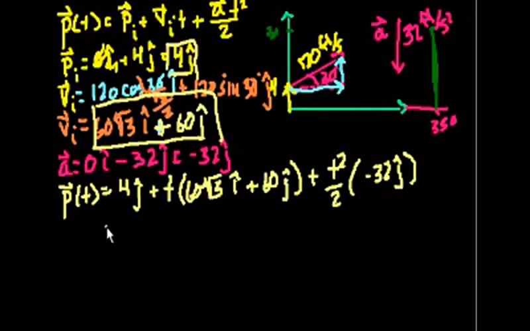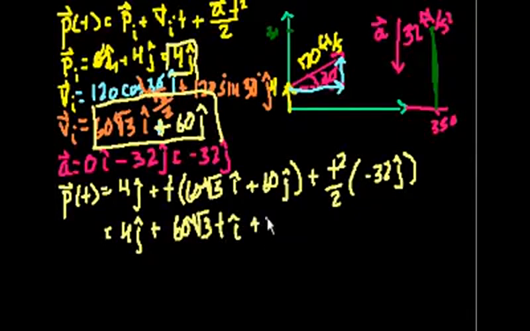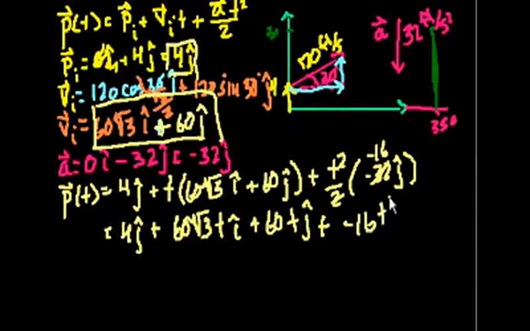And let's simplify it. That equals 4j plus, distributing this time, 60 square roots of 3 t i plus 60t j, and then 1/2 times minus 32 is minus 16, right? So you get minus 16t squared j. Oh, look, I've run out of time, so I'll continue this in the next video. See you soon.